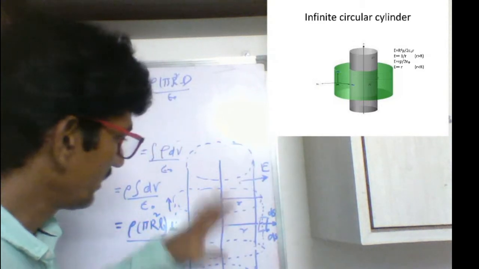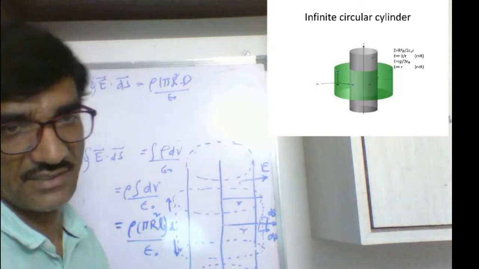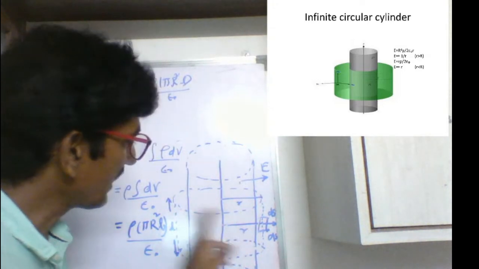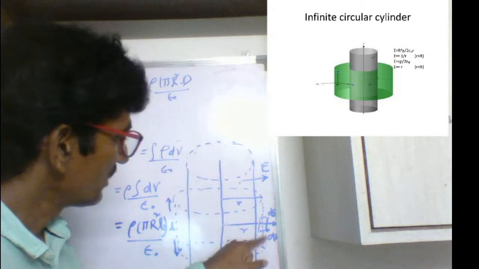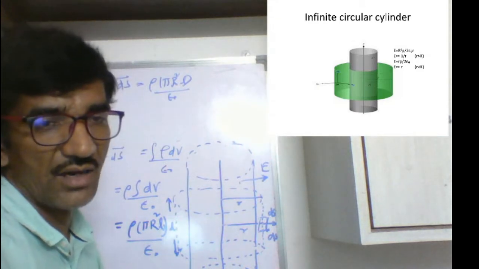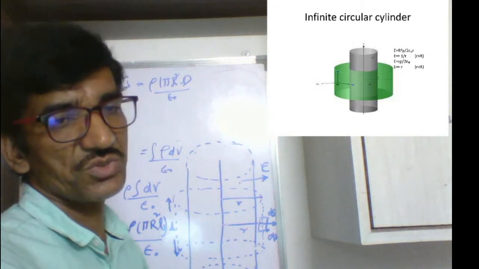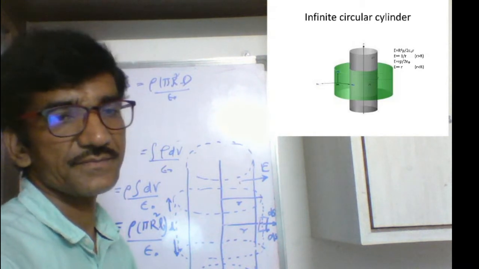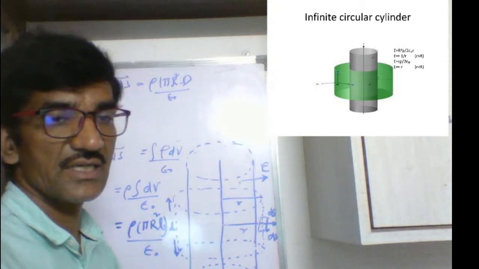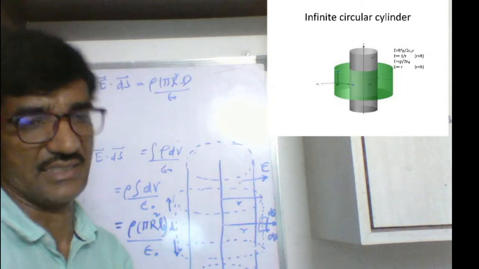Now we have how many surfaces? Top, bottom, and lateral. Three surfaces are there. For the lateral surface, this is the direction of ds and this is the direction of E. Both are parallel, so we have a non-zero integral. Because the angle between these two vectors is 0, integral E ds cos 0 leaves only E ds, which is a non-zero integral.